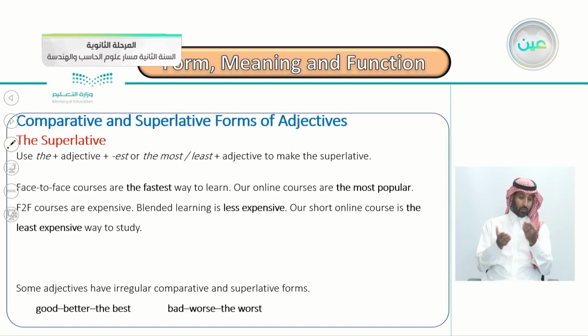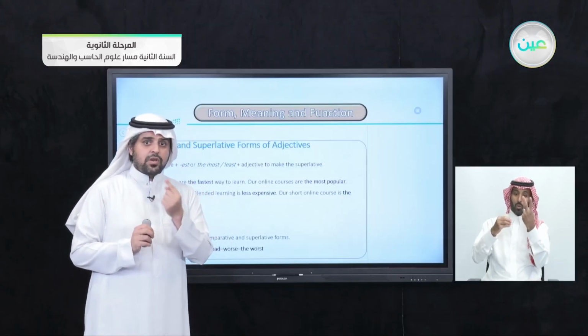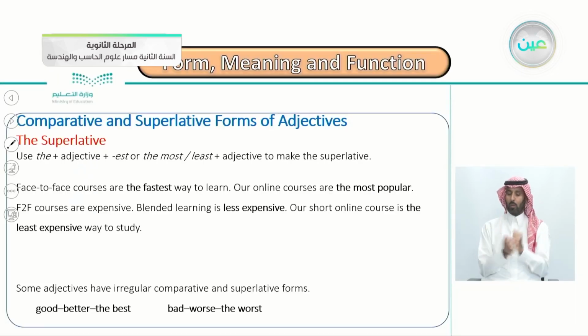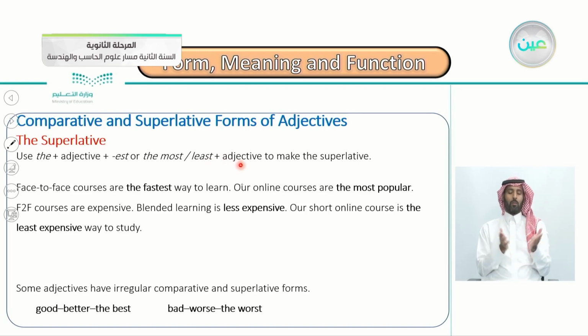Comparative and superlative forms of adjectives. Now we're talking about the superlative. So the comparative is comparing two objects. The superlative is comparing one object from a group. We use the plus adjective plus est, or the most or least plus the adjective, to make the superlative.